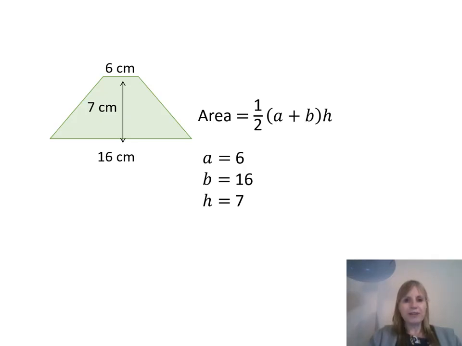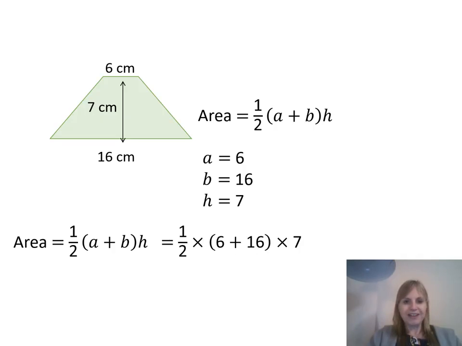So using the formula, I need to do half of A plus B and multiply that by the height. Well, 6 plus 16 is 22. Half of 22 is 11, and 11 times 7 is 77 centimetres.